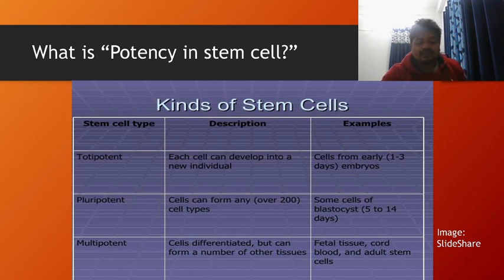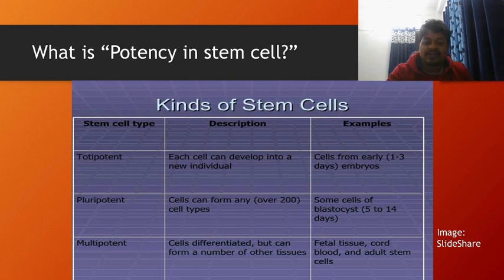And the third type here is the multipotent stem cells. These multipotent stem cells can differentiate into multiple lineages, but they cannot produce all the different types of cells like the pluripotent or totipotent stem cells.